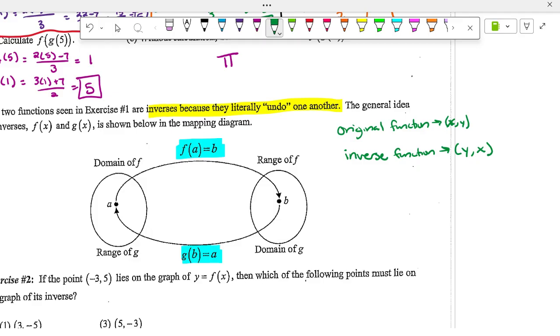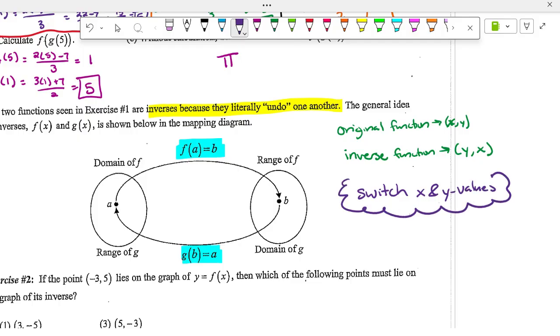So biggest thing when it comes to inverses, if there's one thing that I want you guys to remember about inverses, it's this. Switch x and y values. That's the biggest thing you need to know about inverses. The x and y's switch.